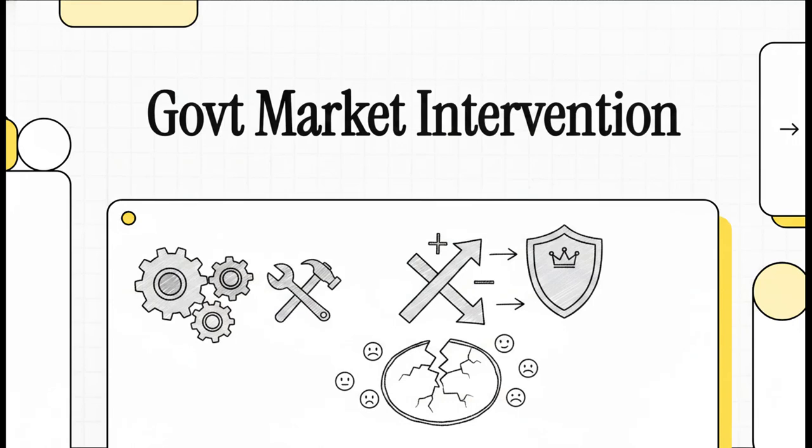All right, let's dive right into this explainer. We interact with the forces of supply and demand literally every single day, but sometimes those forces just fail to deliver the best outcomes for society as a whole. So today, we're going to explore exactly why free markets break down and how governments effectively have to step in and act as mechanics to fix those systemic bugs.